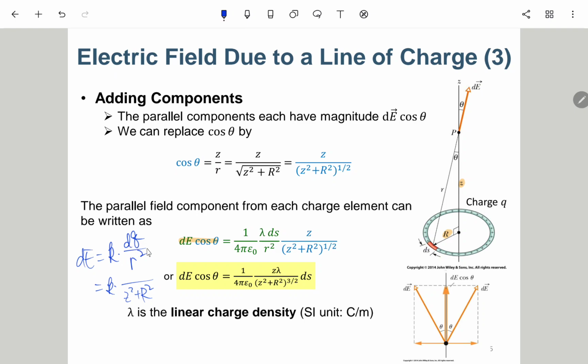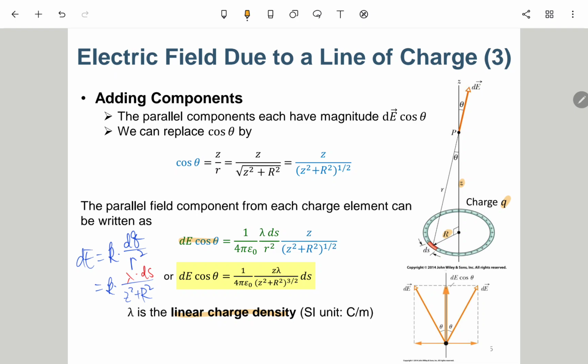And then for the dq, we will try to change the variable as lambda ds. Lambda ds. Okay, so ds is the length. And what is lambda? Lambda is the linear charge density. We assume the charge is uniformly distributed and the total charge is Q, although lambda is just a temporary variable.